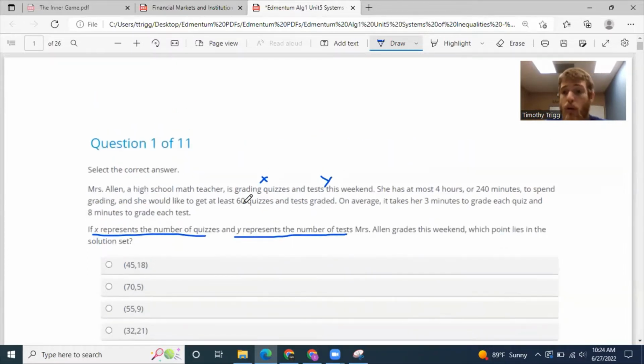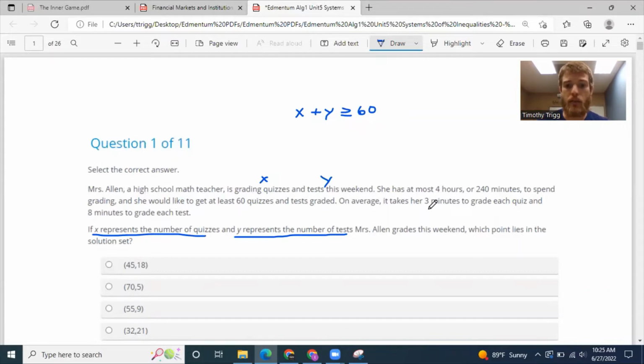So it says she wants to finish grading at least 60. So the number of quizzes graded plus the number of tests graded, she wants it to be at least 60. So we're going to put x plus y greater than or equal to 60. Now, it seems a little confusing because it says at least 60, and I put greater than or equal to. But if you think about it long enough, it does make sense, right? If she's saying, I want at least 60, what that means is she wants 60 or more. That's what at least 60 means. So the number graded she wants to be greater than or equal to 60.